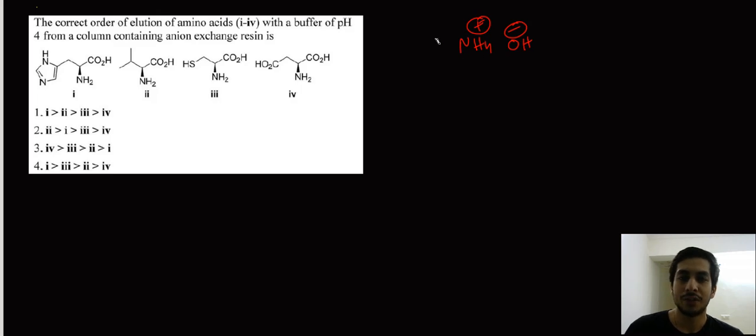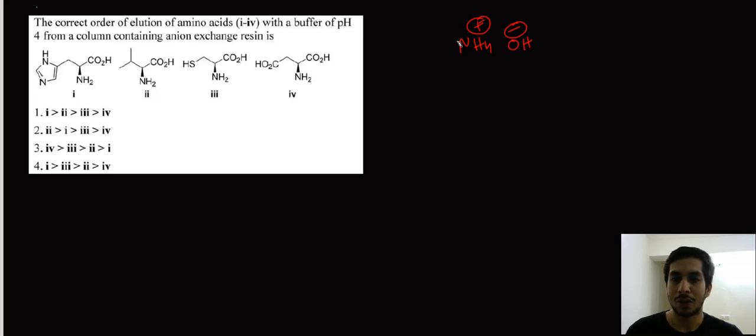Okay, so if this is your anion exchange resin, then what that means is that the more polar the molecule, or you can say the more acidic the molecule, the higher the chances that it will bind to this NH4. Because the buffer is at pH 4, the acid group will exist in the form of COO minus. Or just think about it this way: the more polar the amino acid, the more it will be retained.